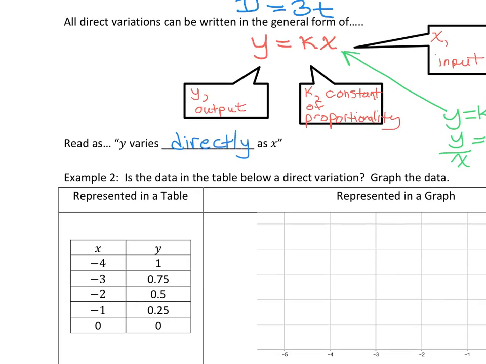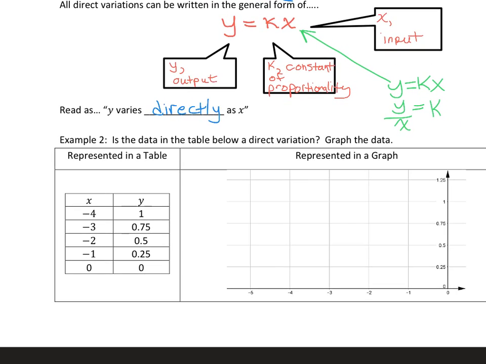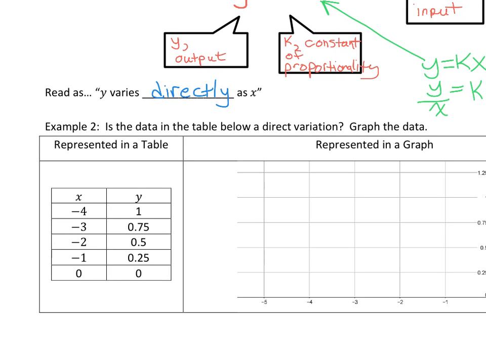So if we're asked to determine whether or not something is a direct variation, our test is going to be looking for that constant of proportionality. For example, in this data table, I have a set of coordinate pairs. I'm going to look to see, is my output divided by my input a constant? And here, 1 divided by -4 is -1/4. 3/4 divided by -3 is also -1/4. A half divided by -2 is also -1/4, etc.